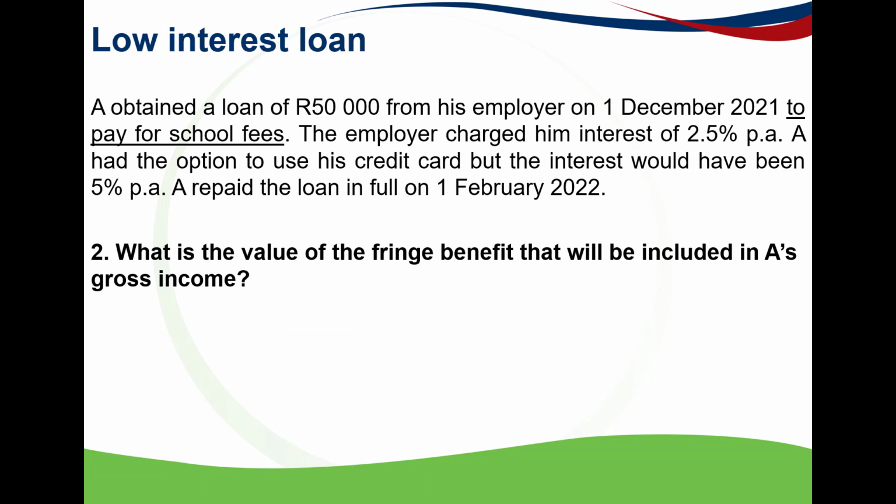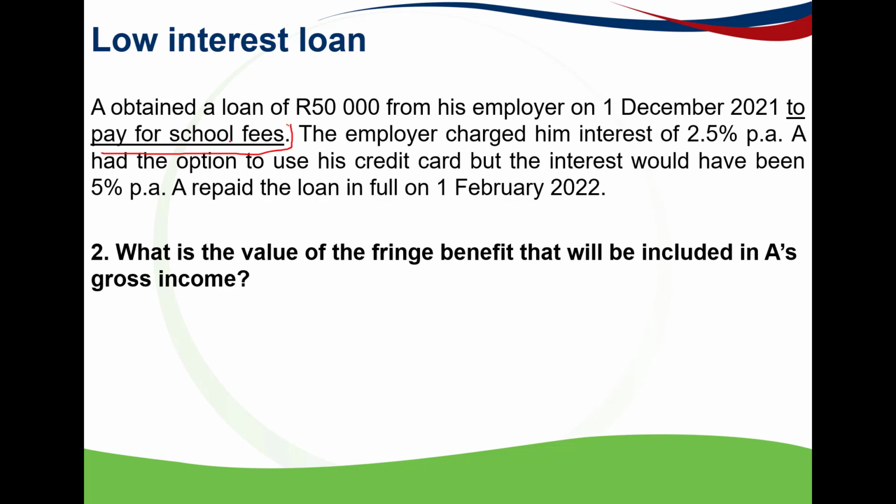The second example is similar to the first example, but the difference here now is the amount of the loan is not used for a family holiday, but it is used for paying school fees. So the employee uses that amount to pay for their own school fees. The question then is, what is the value of the fringe benefit that will be included in A's gross income? A is the same as the employee in the previous example, right? So what will be included in the employee's gross income? And the answer to this question is based on what we have highlighted here, how the loan was used, right?